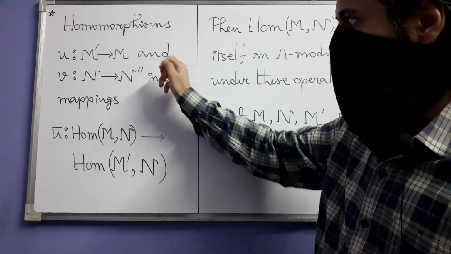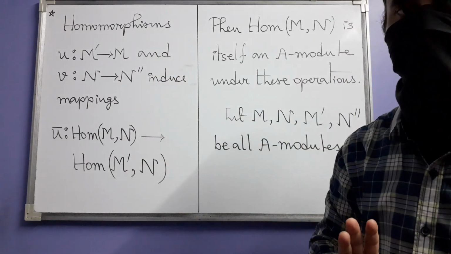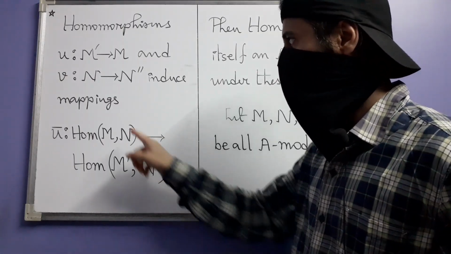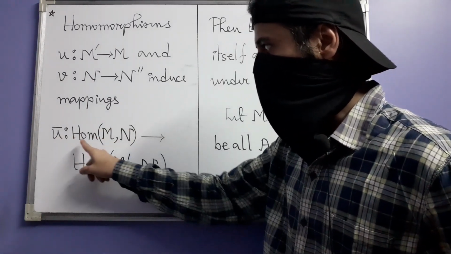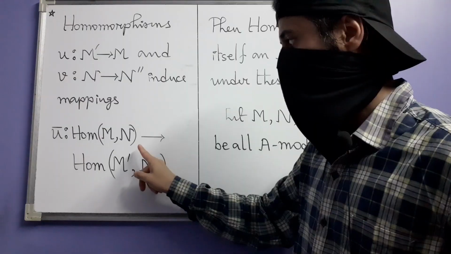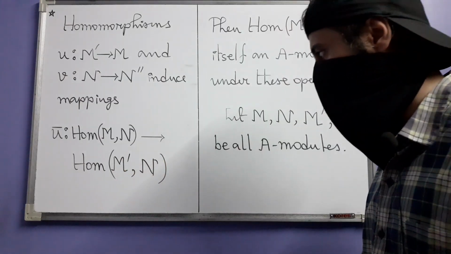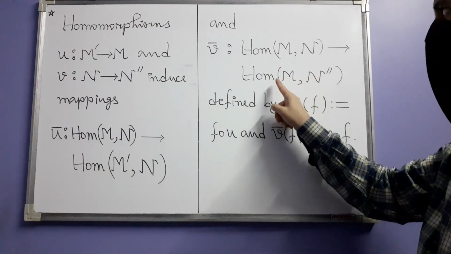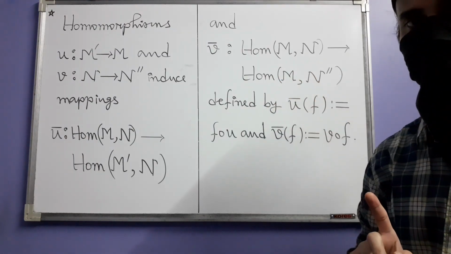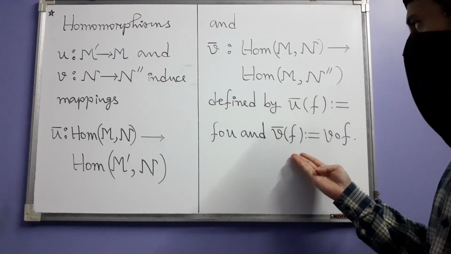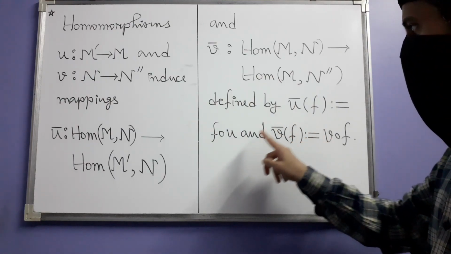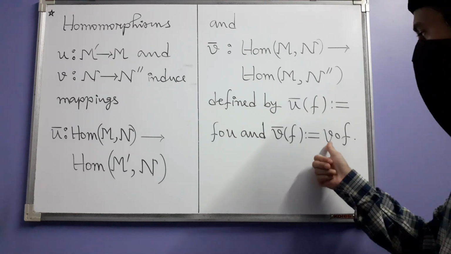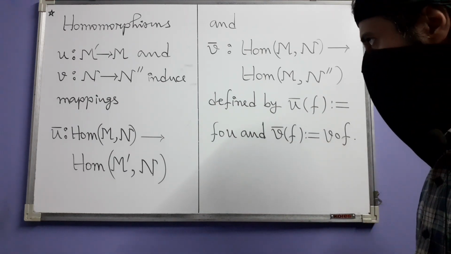Then these mappings induce further mappings. There are two, I have written one here, I will write the other one. This one is u bar, which maps hom M comma N into hom M prime comma N, and v bar from hom M comma N into hom M comma N double prime, defined by the following rules. u bar of f is f composition u, and v bar of f is v composition f.